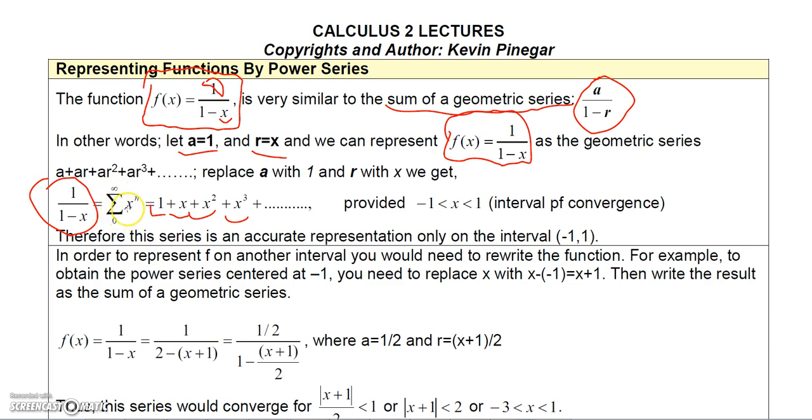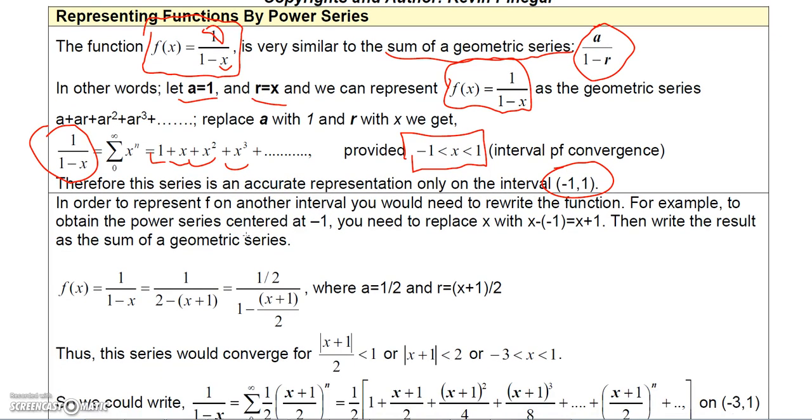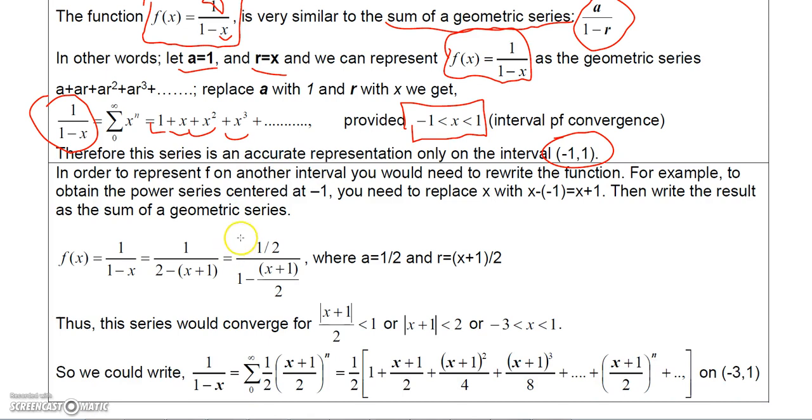And we showed earlier that this series converges as long as x is between -1 and 1. That was the interval of convergence. So this is an accurate representation, but it's only accurate over this interval of convergence from -1 to 1. Now, if we wanted a different interval of convergence, we could center this power series for 1 over 1 minus x at a different value. So let me just show you how we could do that.